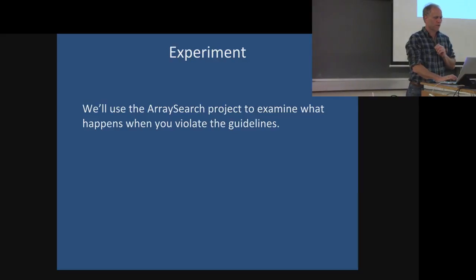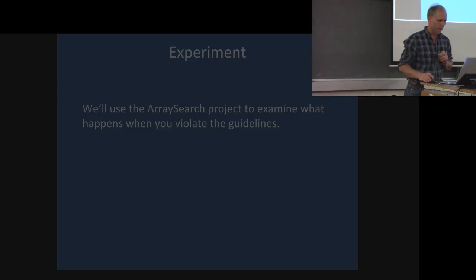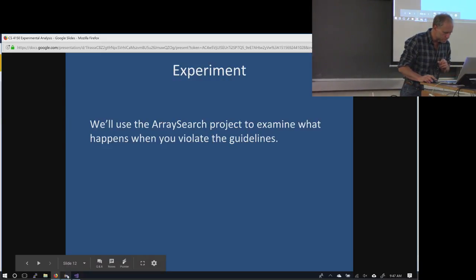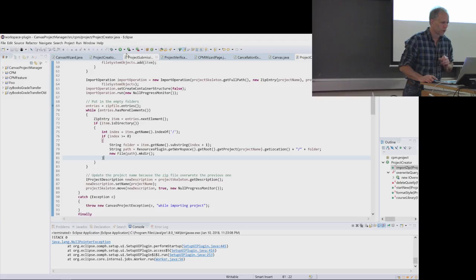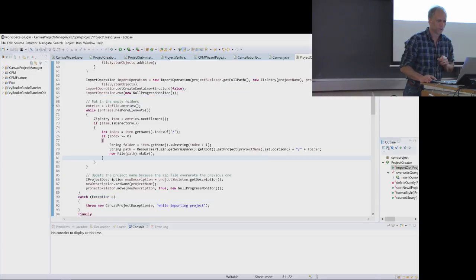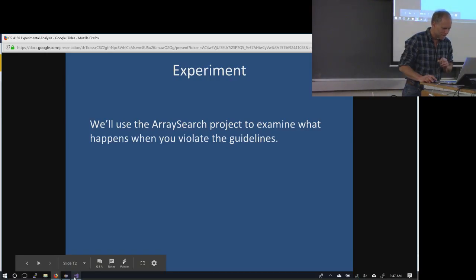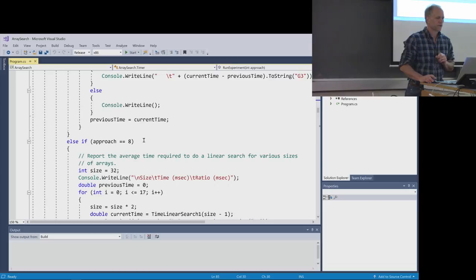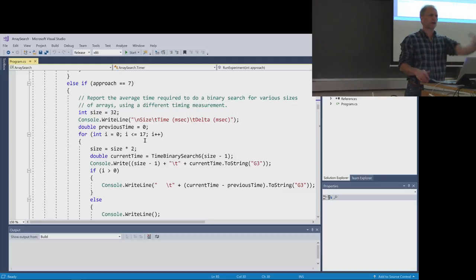Okay, so that's my doubling behavior. Now I want to go right back to my program here and run it. Oh wait, this is Eclipse, something else. Okay, this time I do experiment 8, which times linear search. So what should we expect? It's going to print out a table of timings and then a table of ratios of successive timings. What are we going to see?